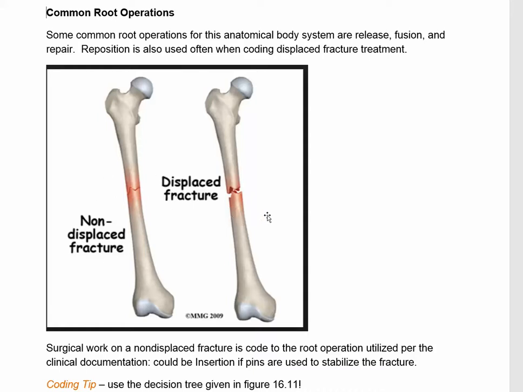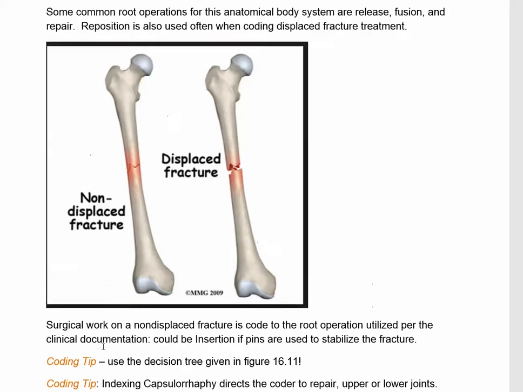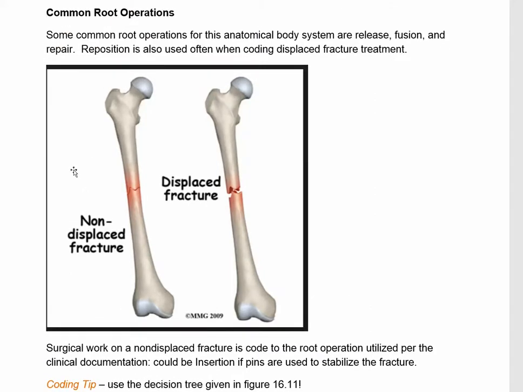On the right here is a displaced fracture where the fragments are now out of alignment. The physician is going to have to go in and do something surgically with this to bring these pieces of the bone back together. They may have to put in some type of pin or something like that. Sometimes they can also put a pin in a non-displaced fracture. So you have to be careful.